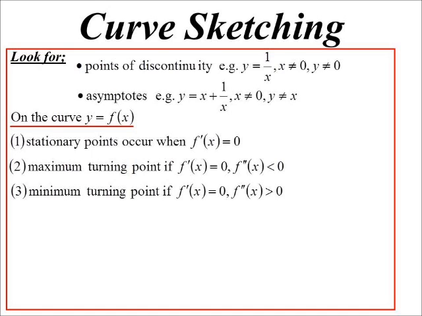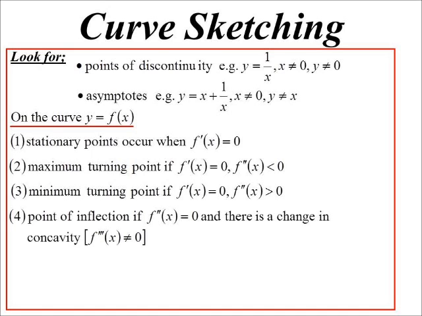Then we can look for points of inflection. That's if the second derivative is equal to 0, possibly we've got one. So again, we find our possibilities and then we go and classify them. There's got to be a change in concavity. We could check either side or we could use our third derivative.